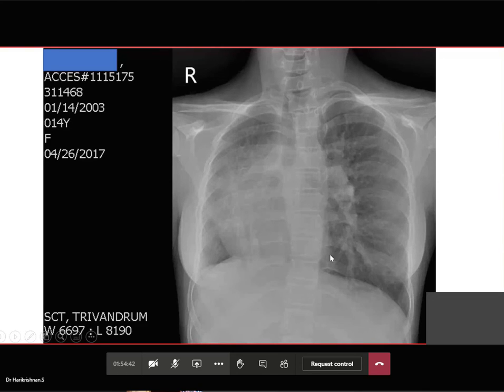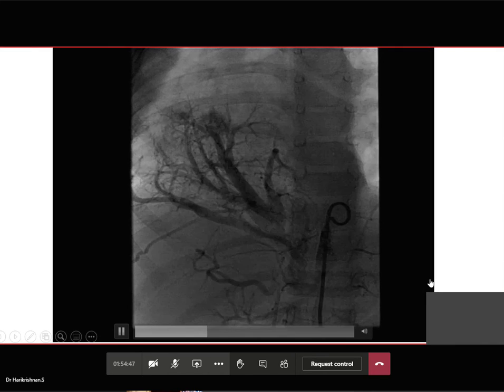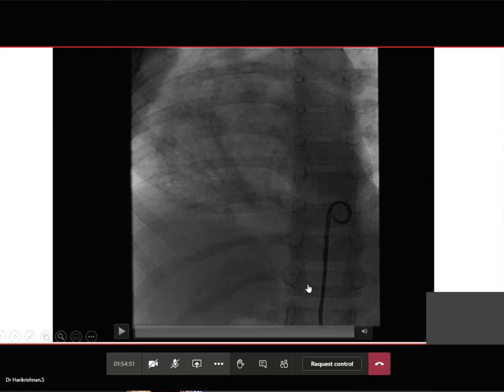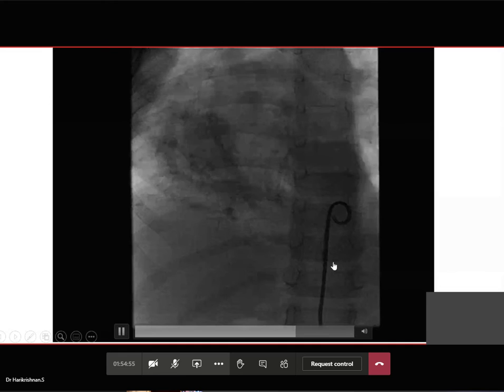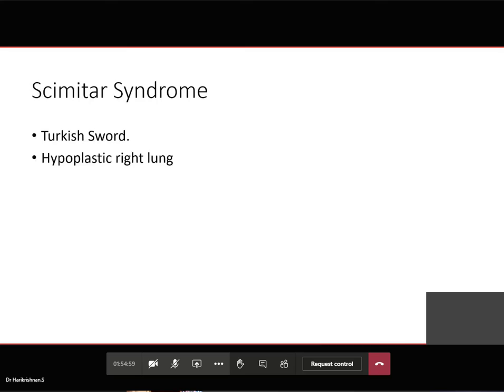Okay. I'll show you the angiogram of that patient. You see that pulmonary venous filling, from the IVC. So what is scimitar? It is a Turkish word. Hypoplastic right lung.